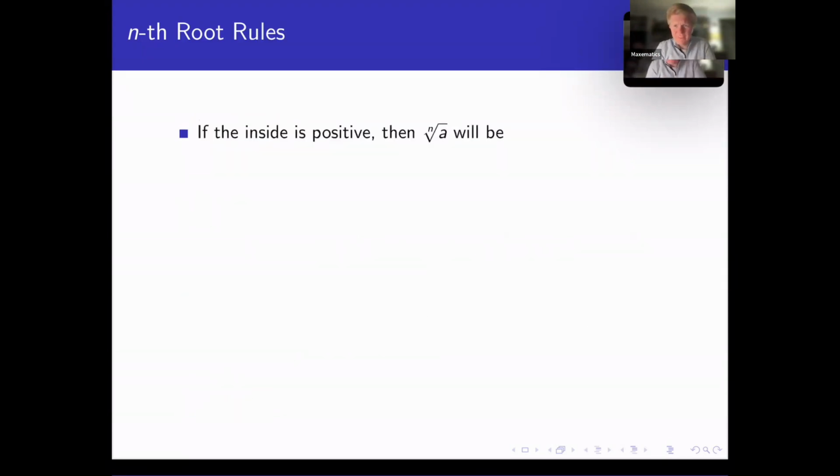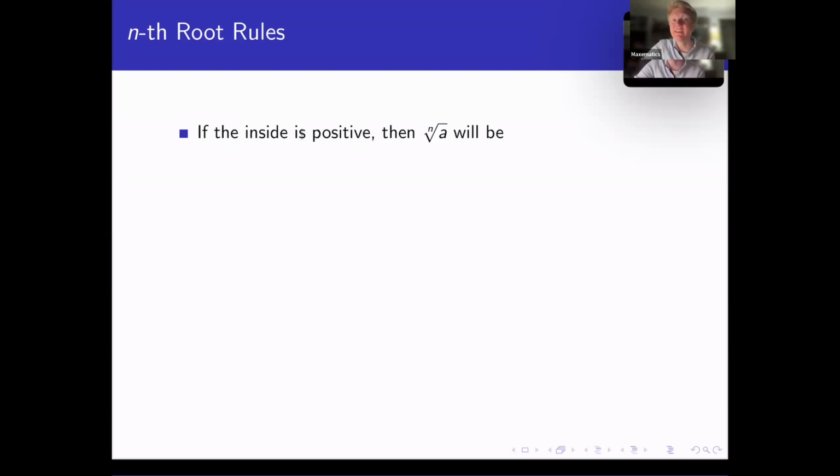So there are some nth root rules at play here. Because with square roots, we know the inside has to be positive because we can't take the square root of a negative number. But maybe that bends when we allow our roots to be a little different and not just 2. Okay.